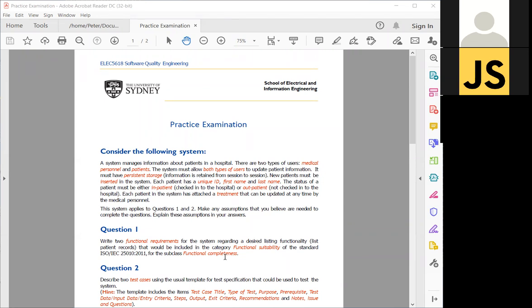So as far as we can see here, it says yes, the system must allow both types of users to update patient information. So that word simultaneously, I wouldn't use it, because I can't see that word in that particular system, but rather it allows you to update the information. So if you plan to use simultaneous, make sure it's something you can justify. But to be on a safer side, it would be, yes, it allows you to update the information. Whether it's going to be simultaneous, we're not really sure.